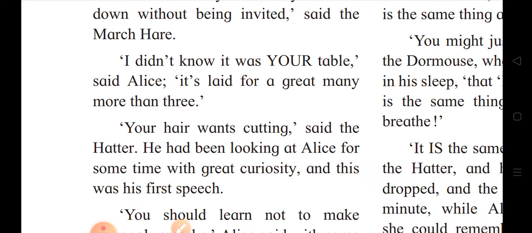"I didn't know it was your table," said Alice. "It's laid for a great many more than three." So she said that she did not know it was their table, and that it is laid for a great many more than three. So she is saying that many people can sit there, because it's a huge table, and great many means even larger. Other people who are greater than you can also sit beside this table, not only you three.